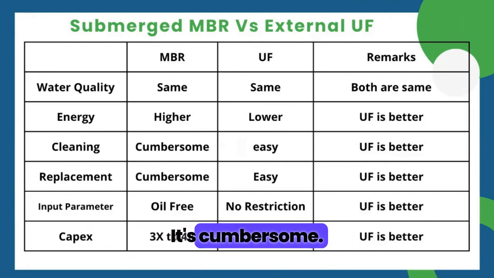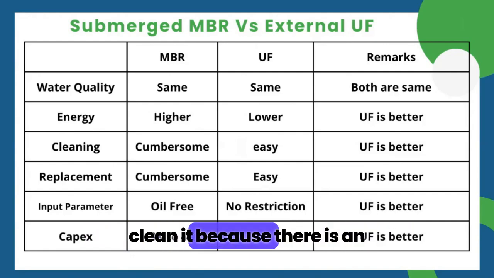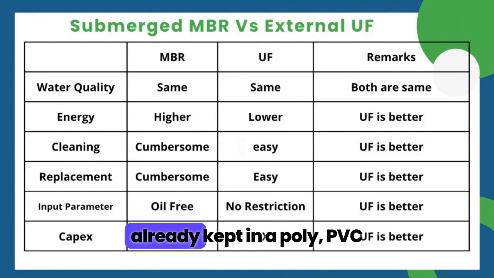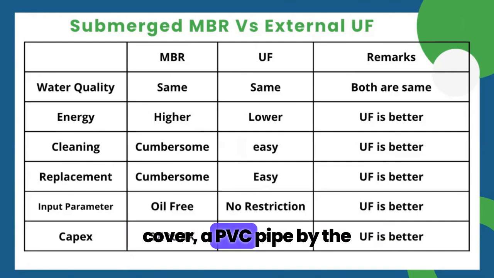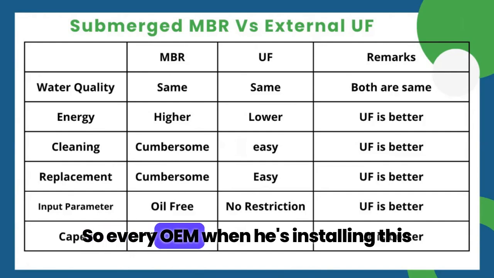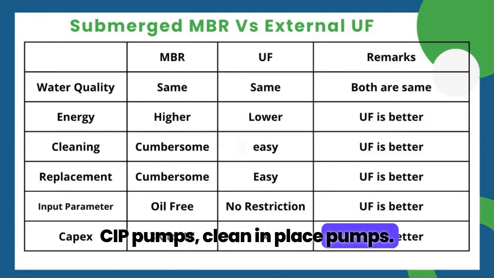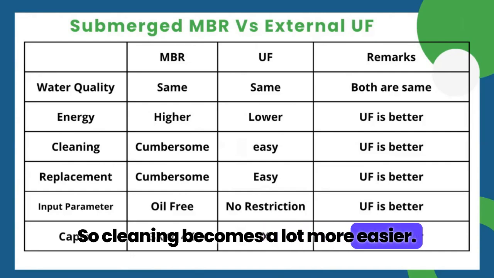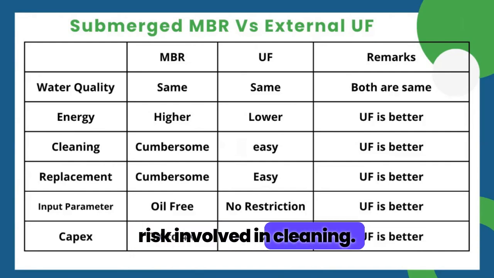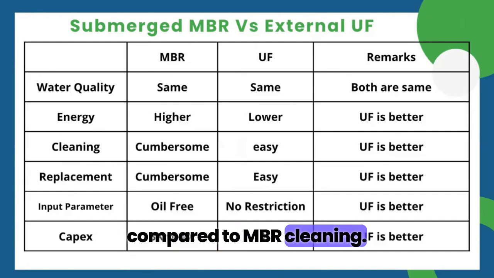It's cumbersome. Whereas an external UF membrane is relatively simple. It's as simple as we just provide a CIP pump, we open a few valves, and clean it, because there is an external covering. A membrane is already kept in a PVC cover, a PVC pipe by the manufacturer himself. So every OEM, when he's installing this kind of equipment, will provide for CIP pumps, clean in place pumps. So cleaning becomes a lot easier. There is no great risk involved in cleaning, right? The quantity of the chemical we use is also very small compared to MBR cleaning.